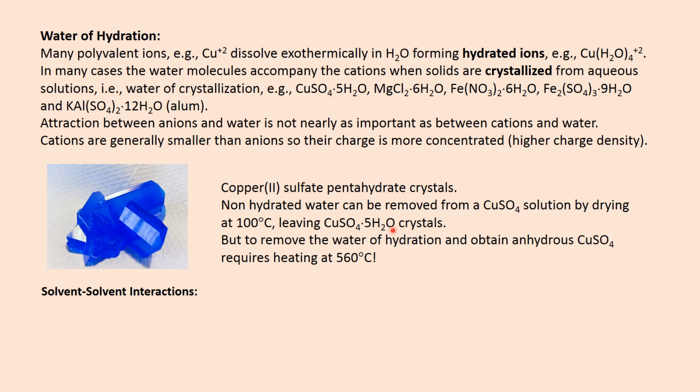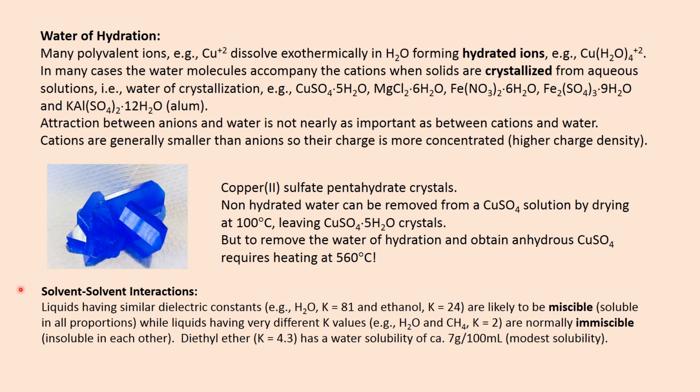We've talked about solute-solvent interactions. Let's talk about some solvent-solvent interactions. Liquids having similar dielectric constants, for example, water 81 and ethanol 24, are likely to be miscible. I'm sure you're aware that ethanol dissolves in water in all proportions, and that's what miscible means. Liquids with very different K values, like water and methane or hexane or gasoline, all around 2, would normally be immiscible, that is, insoluble in each other.